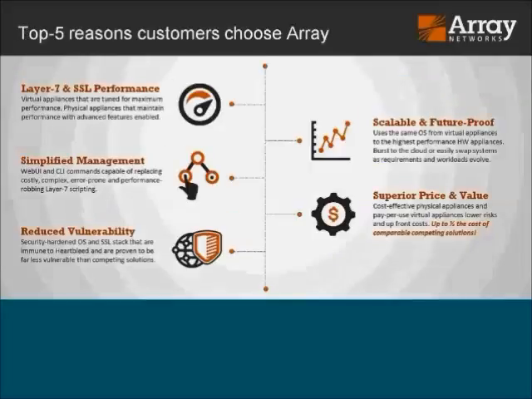With respect to Array and just in general why people pick Array Networks in terms of their application delivery, load balancing, application security requirements, where we really shine is layer 7 and SSL performance. A lot of load balancers do a decent job at layer 4, both in terms of the features and what they can do, and also in terms of the performance. But layer 7 is really what separates the boys from the men, and it's really where we shine, in our layer 7 performance and also our SSL performance and our SSL price performance.